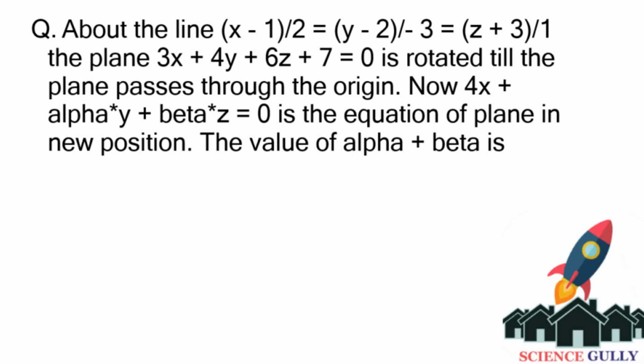The question says: the line (x − 1)/2 = (y − 2)/(−3) = (z + 3)/1. The plane 3x + 4y + 6z + 7 = 0 is rotated till the plane passes through the origin. Now 4x + αy + βz = 0 is the equation of the new position. The value of α + β is.